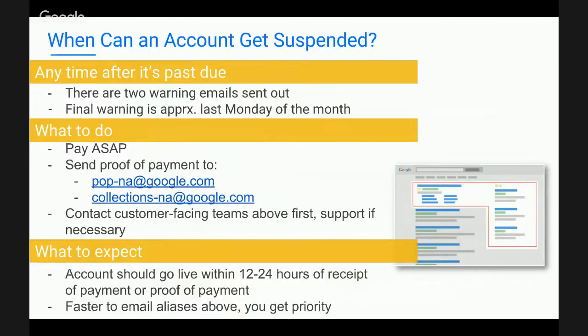I really recommend contacting the customer facing teams above first. Support, if necessary, if you need to call or chat in with a question about this. Those email aliases tend to be prioritized externally versus internally. So you will likely get a faster turnaround if you go directly to those teams via email, as opposed to reaching out to your Google team and then them reaching out to that secondary team. You skip the middleman, you get things going a lot faster, and you're much less likely to have things take longer to get turned around and get those accounts live again.